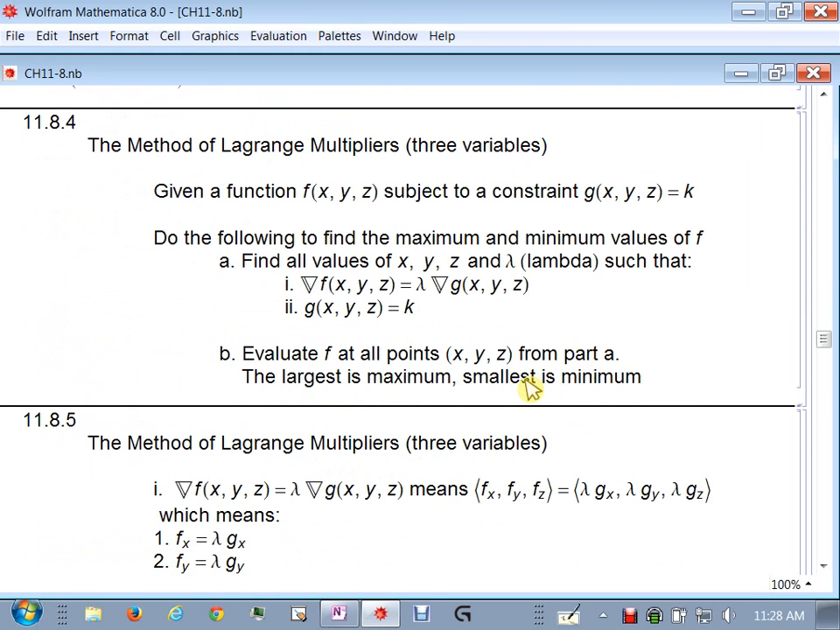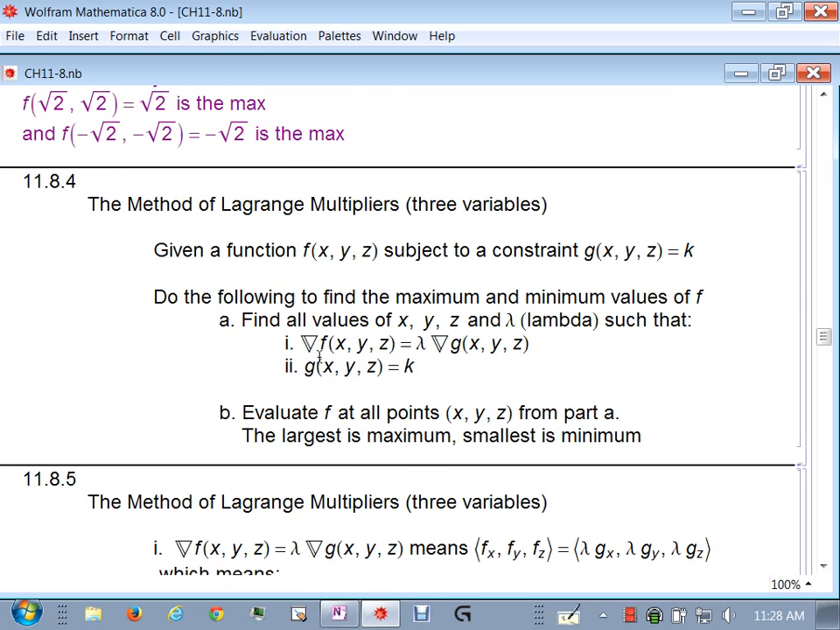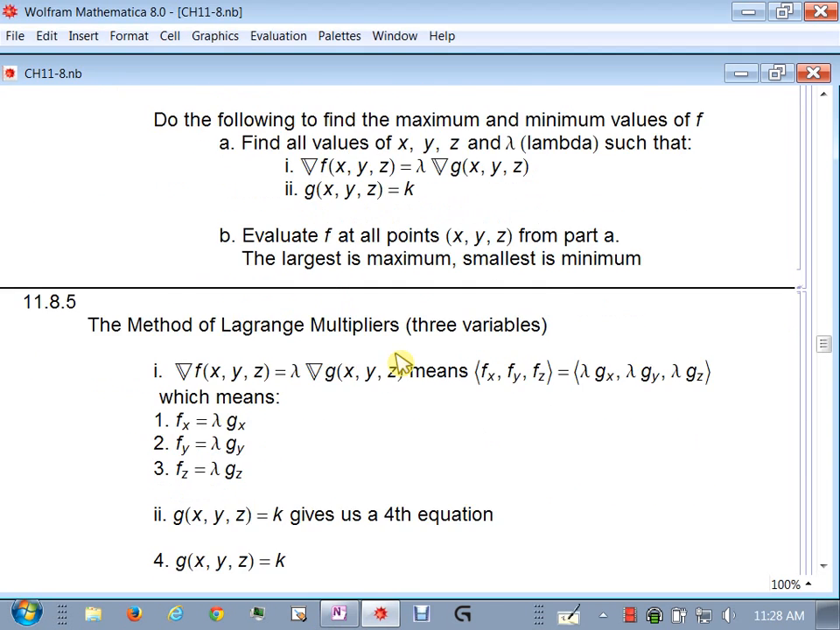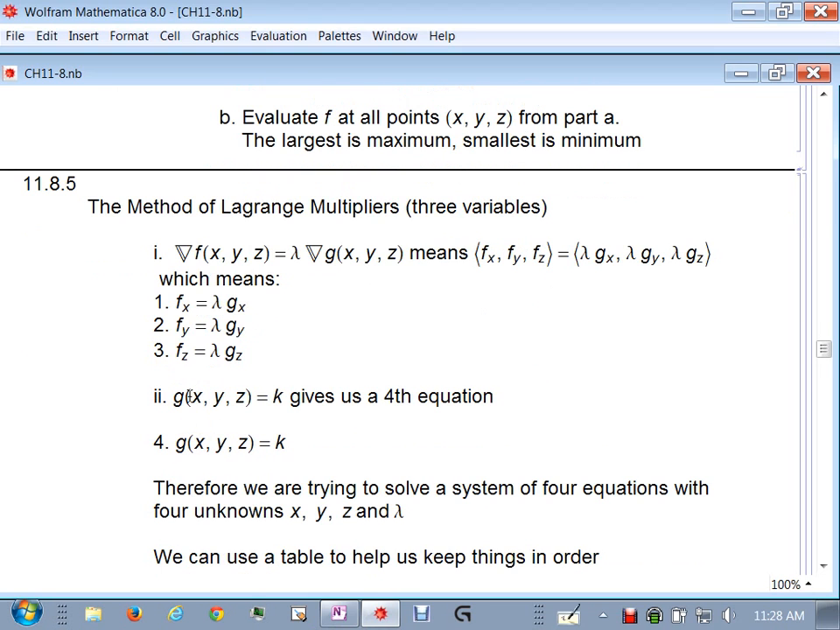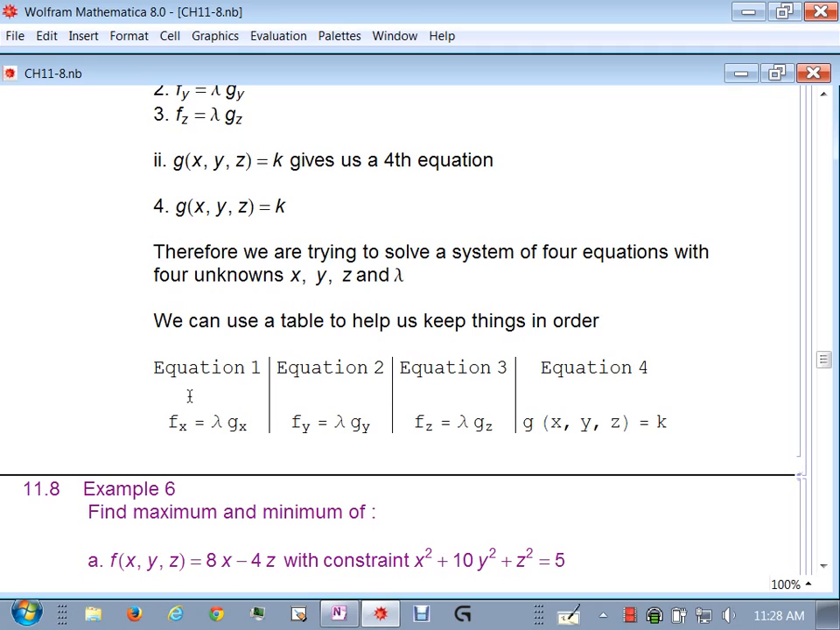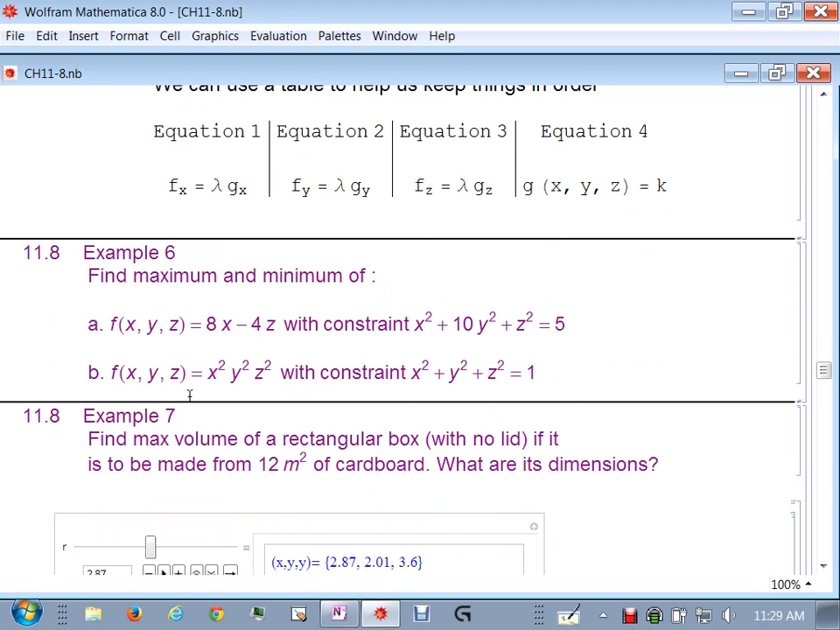But the setup is the same. We still have to figure out when the gradient of f is equal to lambda times the gradient of g. We still have to satisfy the constraint equation. Now that our function has three variables, the gradient has three partial derivatives: partial with respect to x, y, and z. And then we have our constraint equation. So we have a total of 4 equations and 4 unknowns that we're going to have to determine. Here, example 6, we have 2 examples to work through.